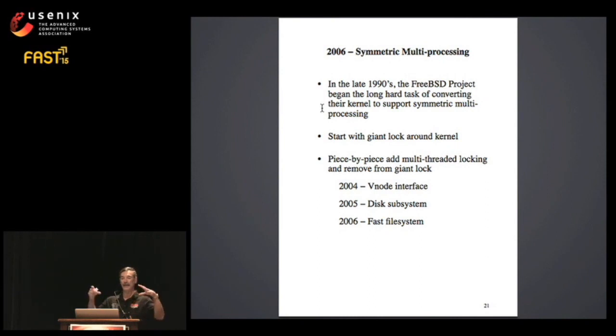So you've got to go down piece by piece and take out the giant lock and replace it with finer grain locking. And from the file system perspective, the first part that we did was the vNode interface, which divided between the file systems. It doesn't do you any good to do the file systems if the disk subsystems aren't fixed. So the next piece was the disk subsystems, and then finally the various file systems. And so in 2004, the vNodes, 2005 was the disk subsystem, and 2006 was the fast file system itself.